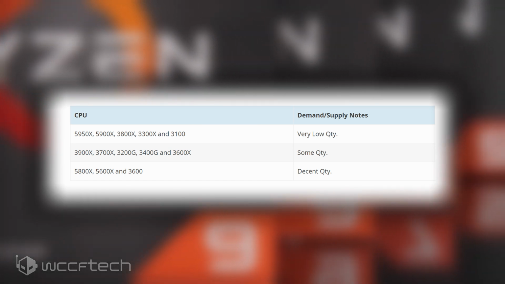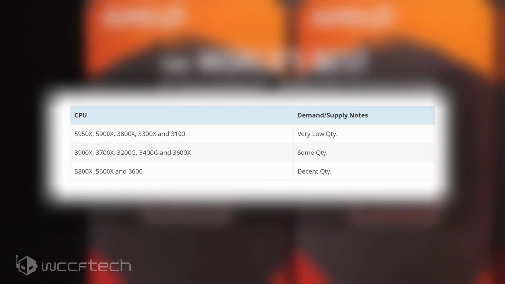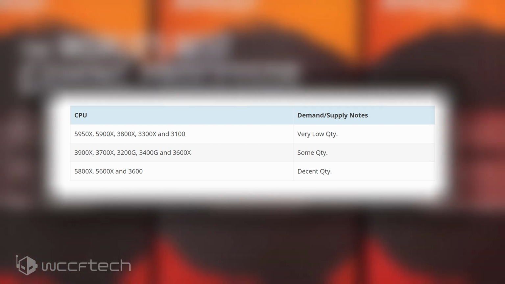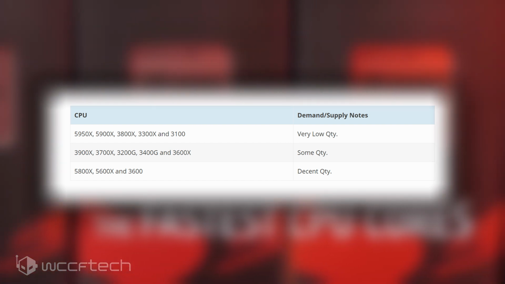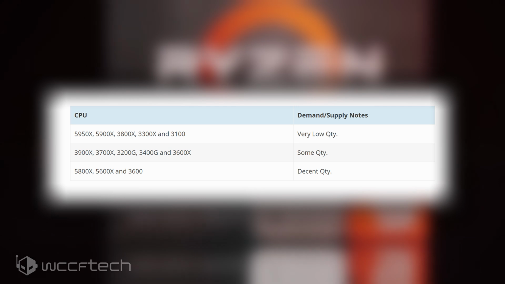Finally, we get to the good news. So AMD's Zen 3 is going to be available in good quantity or large allocations this quarter in the following SKUs: both the Ryzen 5800X and the 5600X should be available in good quantities going forward.